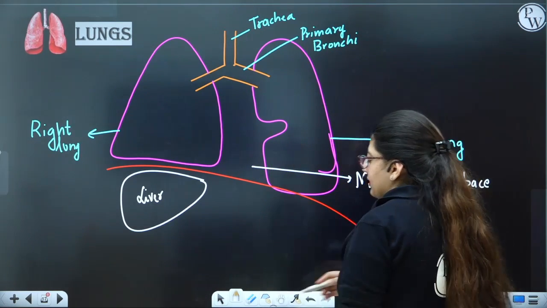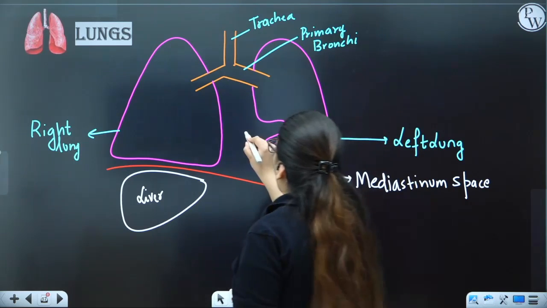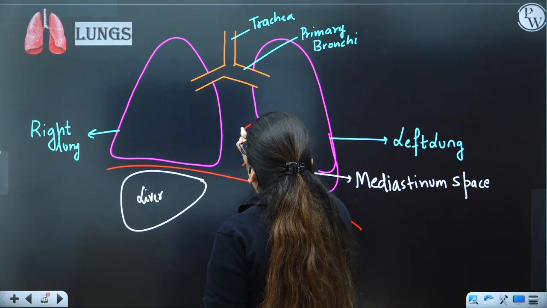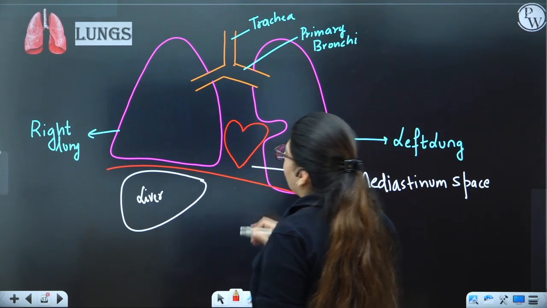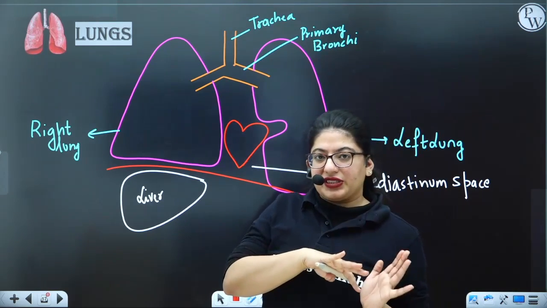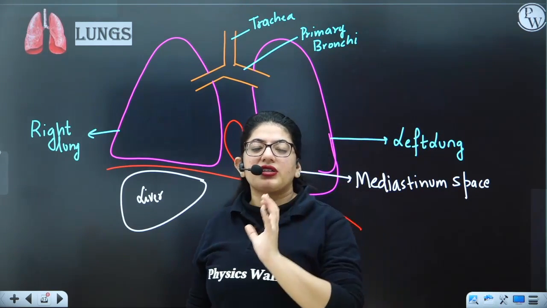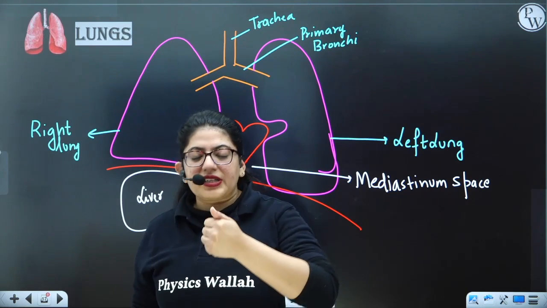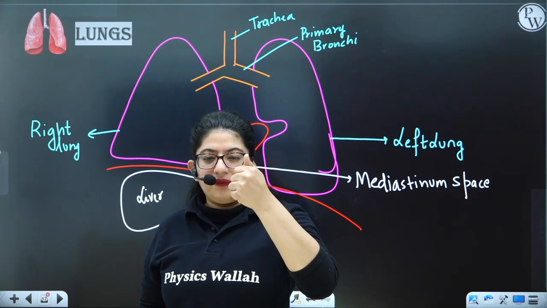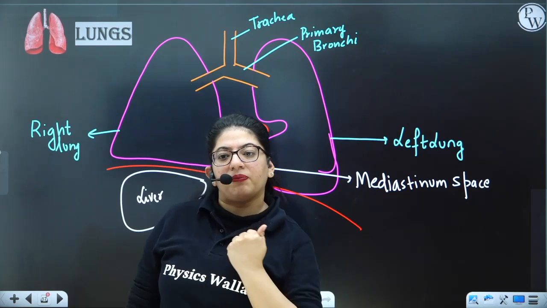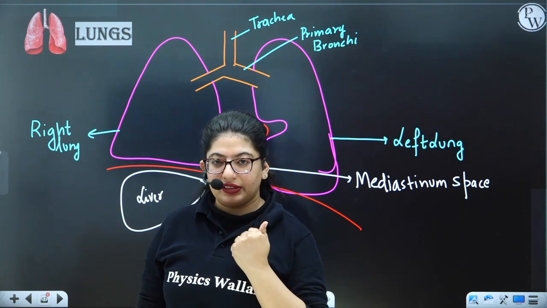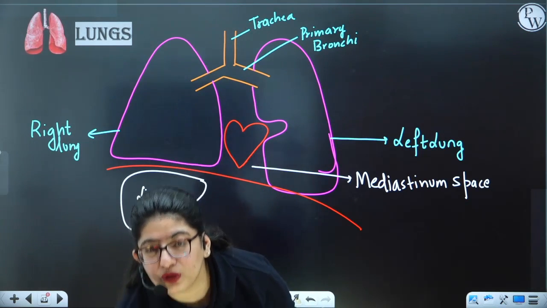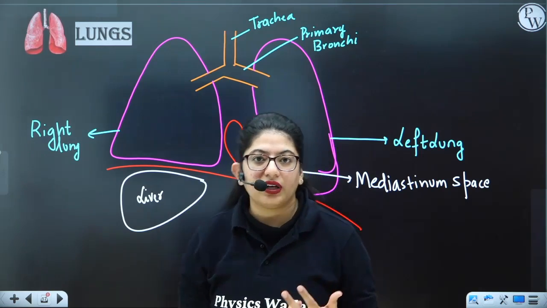In this space is present your heart. And heart is, as you know, little tilted towards the left side. Heart, you know what is the exact location of heart? We say left, it is on the left side. No. If this is the heart, it is present just in the center, but tilted towards the left. Right? That's why we say the major portion is on the left side. So we say heart is on the left side.